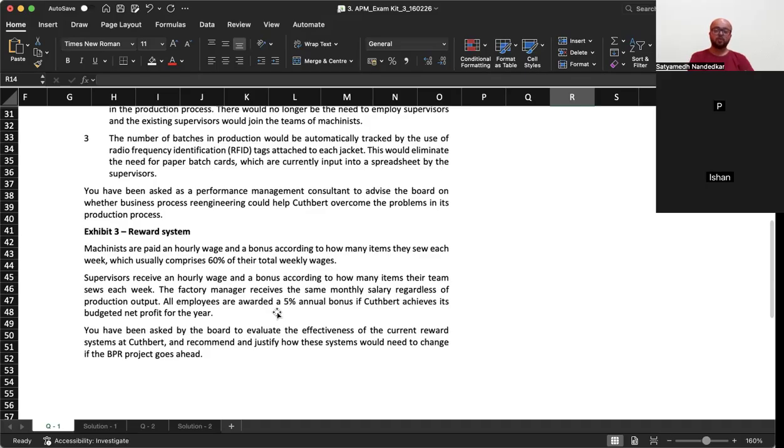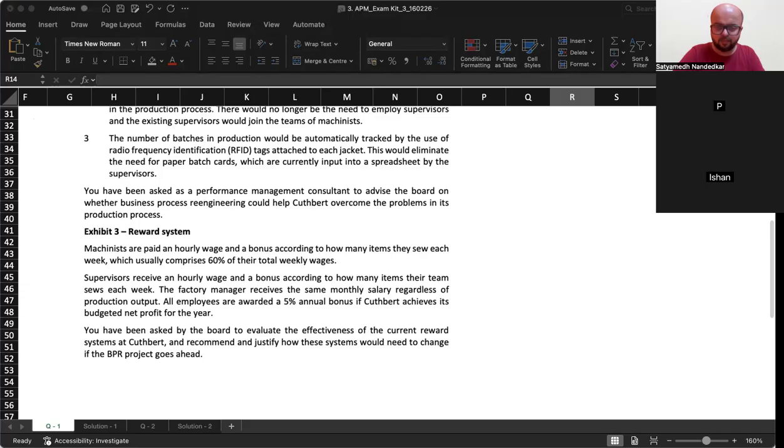You have been asked by the board to evaluate the effectiveness of current reward systems at Cuthbert and recommend and justify how these systems would need to change if the BPR project goes ahead. ठीक है, they have told you the current reward system. First of all, Ishan, can you explain the current system to me? The current system is that machinists are paid whatever hourly wage, and they are getting a bonus on how many items they sew.